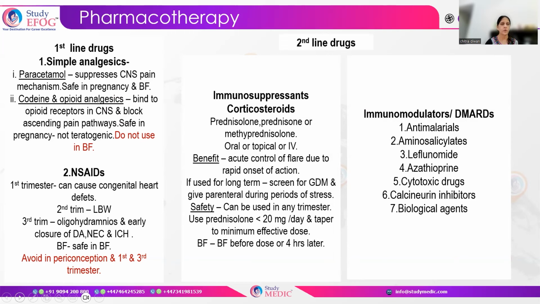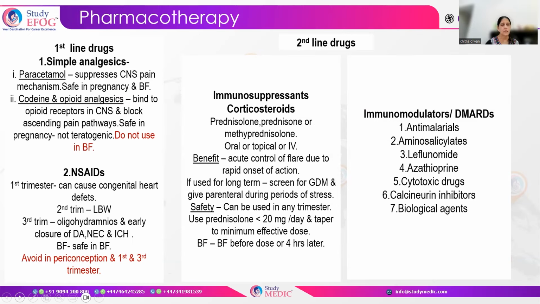So you have paracetamol or codeine and opioid analgesics. Paracetamol suppresses central CNS pain mechanisms. It is safe in pregnancy as well as breastfeeding. Codeine and opioid analgesics bind to the opioid receptors in CNS and block ascending pain pathways. They are safe in pregnancy, they are not teratogenic, but do not use in breastfeeding.